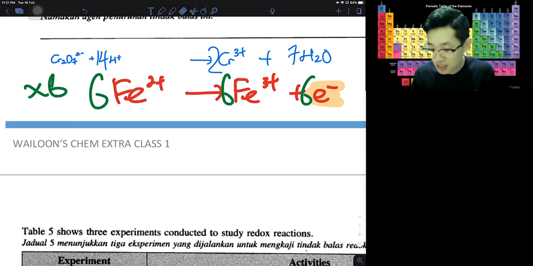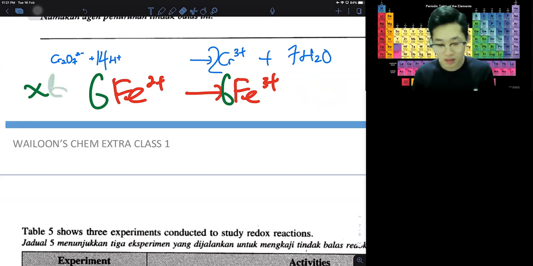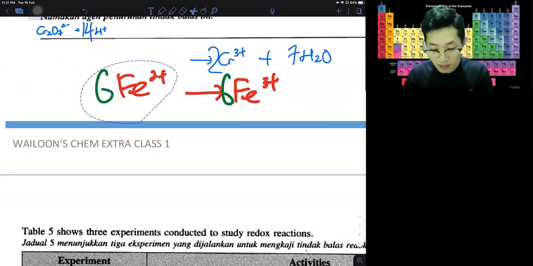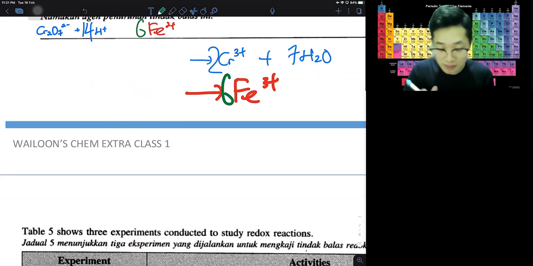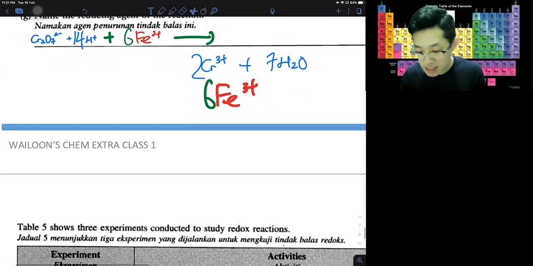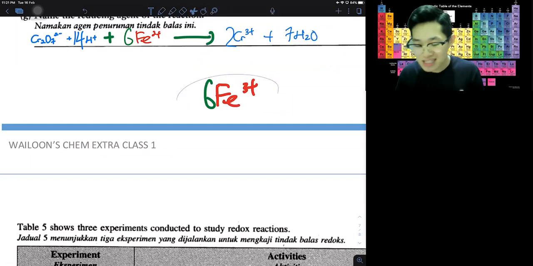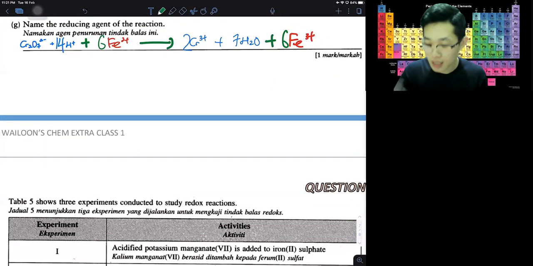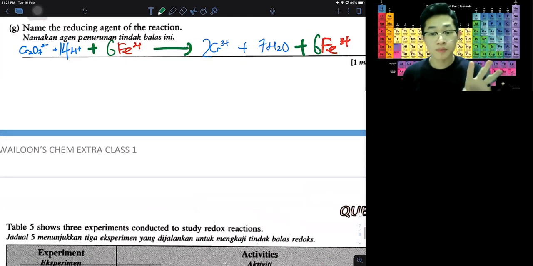Now I cancel. Left-hand side, go to the left-hand side. Arrow, remove. Right-hand side, go to the right-hand side. All you got to do is balance the electrons. Just like that. Finish. Overall.